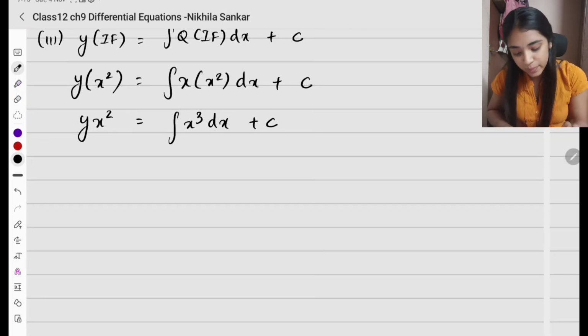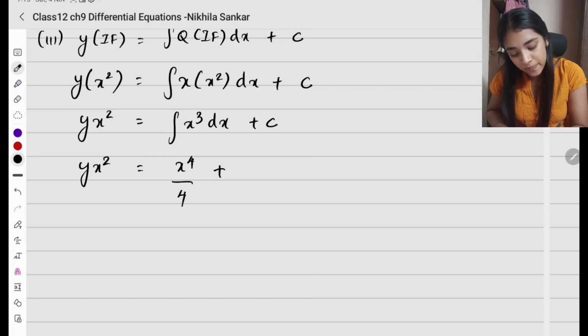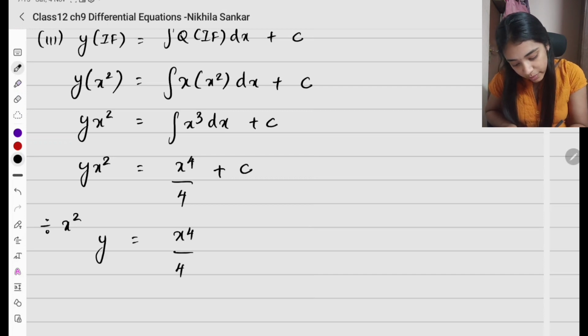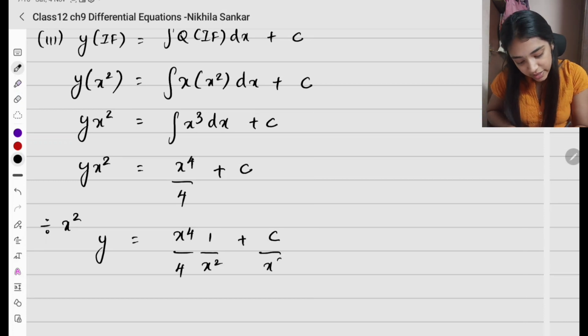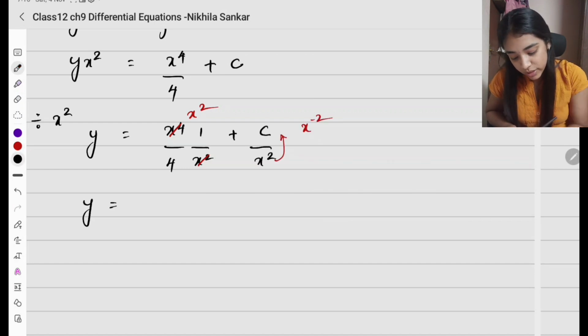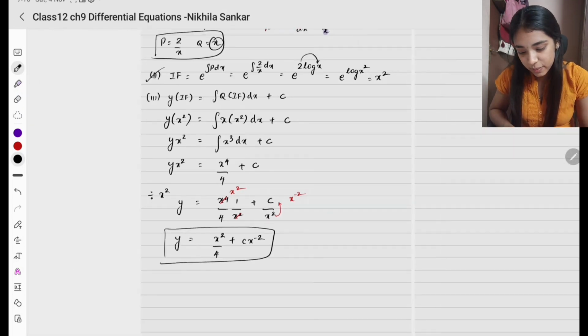The integration is going to be very simple. So what do I have? y x square equals x power 4 divided by 4 plus c. Now I'm going to divide the whole equation by x square. So I have y equals x power 4 divided by 4 divided by x square, plus c divided by x square. So what is my final answer? y equals, this cancels, x square, this becomes x square by 4. And this x power 2, when it goes to the numerator, becomes x power minus 2. So what am I left with? x square by 4 plus c x to the power minus 2. So this is my final answer. Please copy. Very simple.